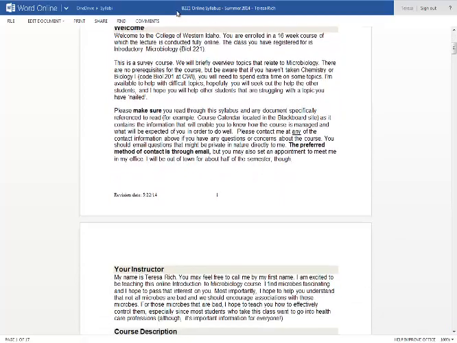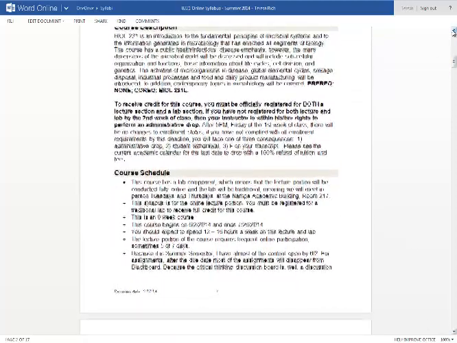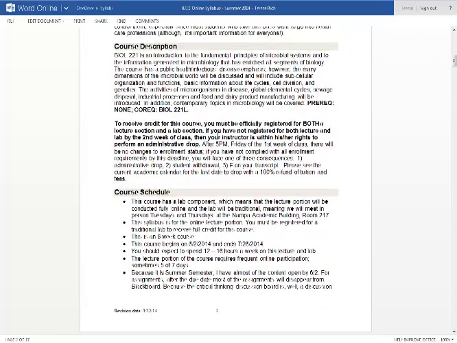I also have a welcome and something about microbiology and me. Well, here's the information about me. I'll leave you to read that on your own. Here is the course description for the course. In other words, basically what you're going to get out of this course.